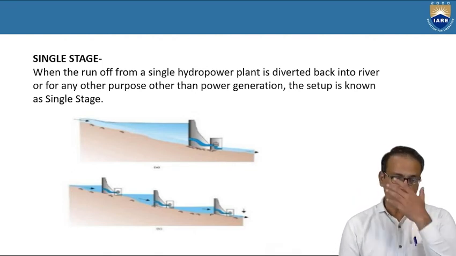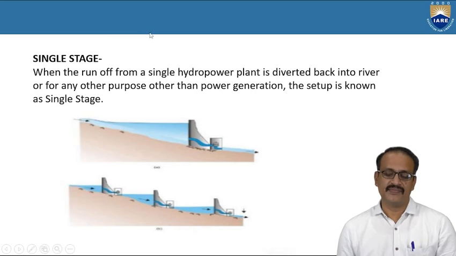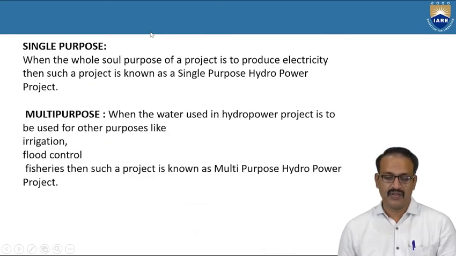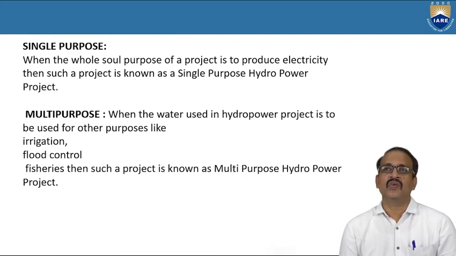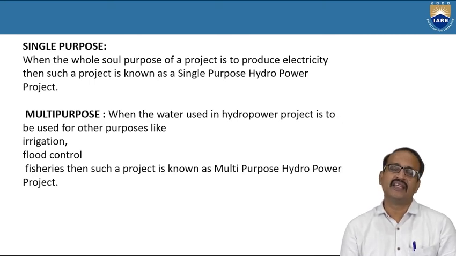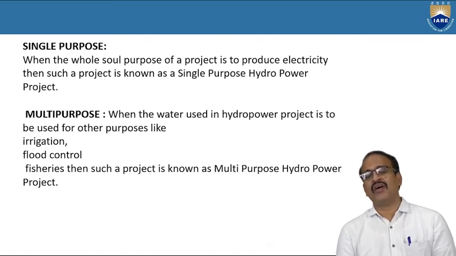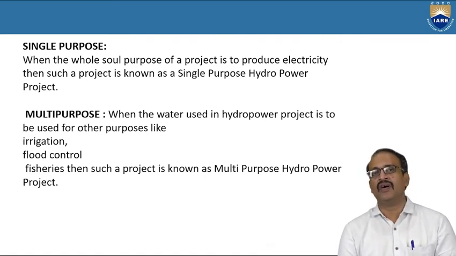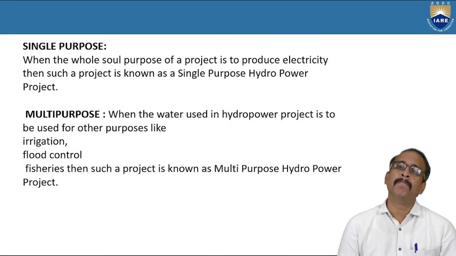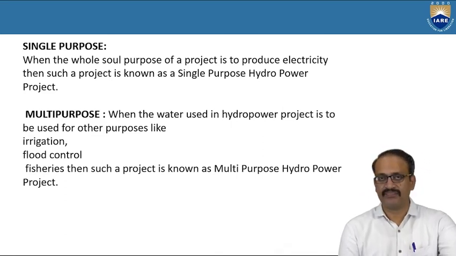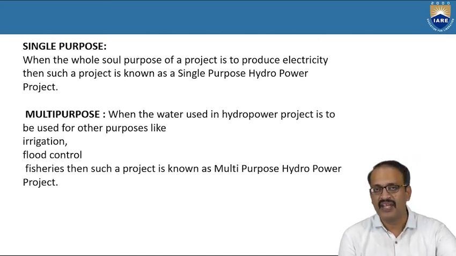So the majority are single stage dams. Now, single purpose: whether you are using the dam only for producing hydroelectricity, that is a single purpose dam. If you are using the dam for irrigation, flood control, fisheries, tourism, along with the hydropower, that is called a multi-purpose dam.